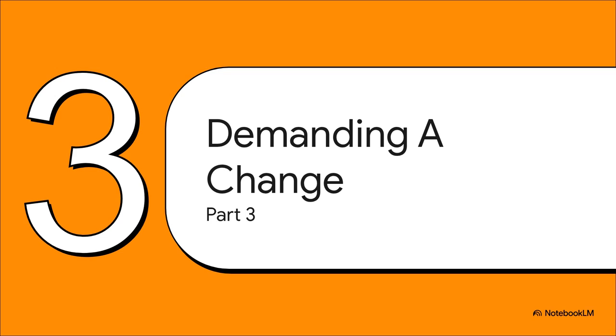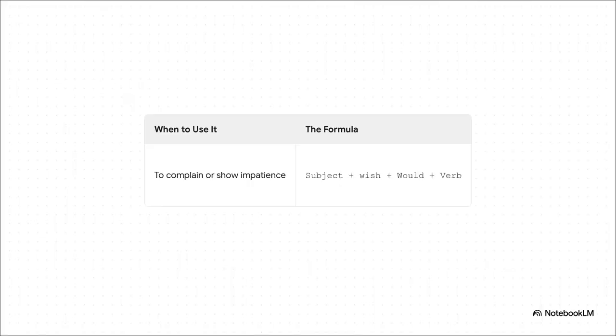Okay, on to our third and final category. And this one has a totally different vibe. We're not talking about quiet daydreams or sad regrets anymore. Nope, this is for when you're annoyed, you're impatient, and you want something or someone to change their behavior like yesterday. The secret ingredient for this kind of wish is the word would. The formula is pretty straightforward. Subject plus wish plus would plus verb.